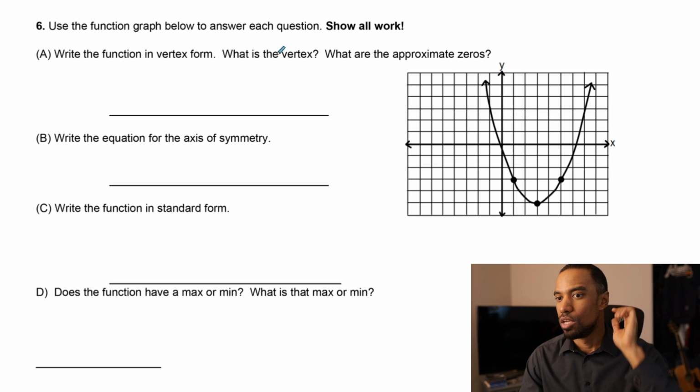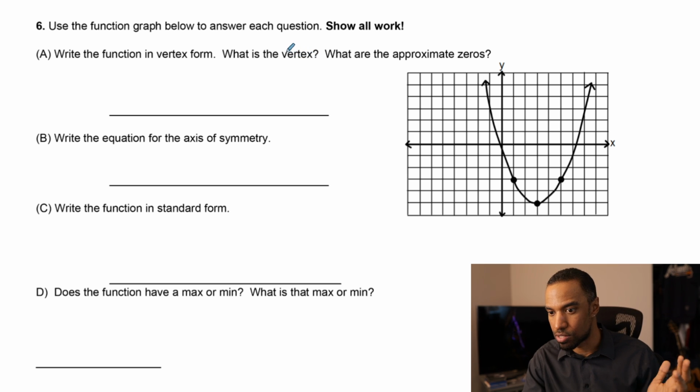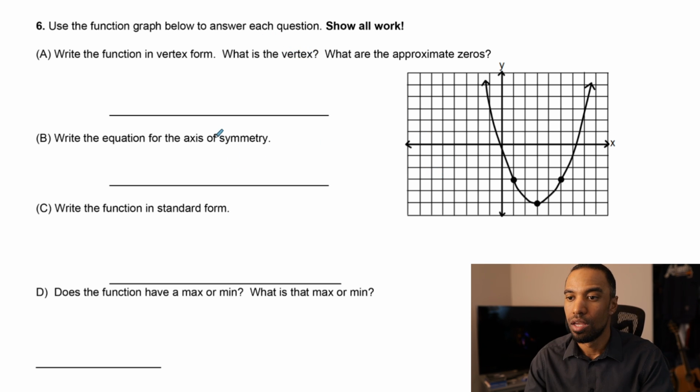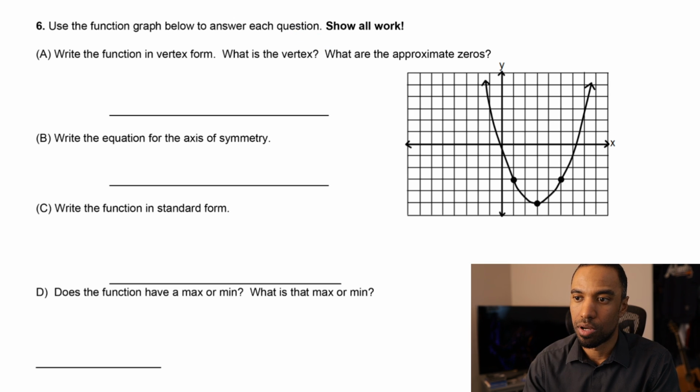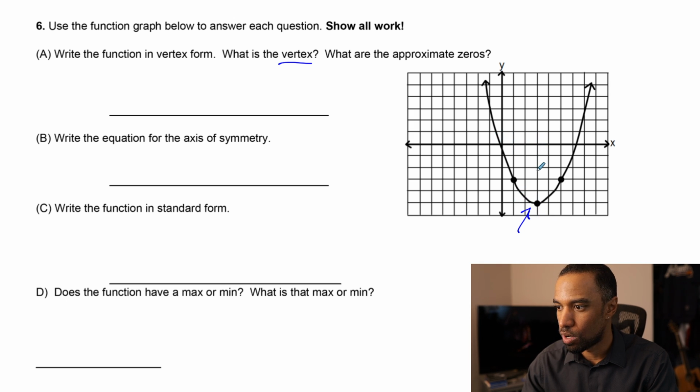All right, number 6. Use the function. Same questions as far as I can see. Same questions here. Different graph. Write the function in vertex form. What is the vertex? What are the approximate zeros? So right here, I'm going to start with the vertex just like I did last time. The vertex is at 3, 1, 2, 3, 4, 5.